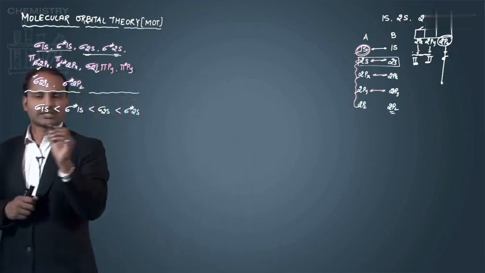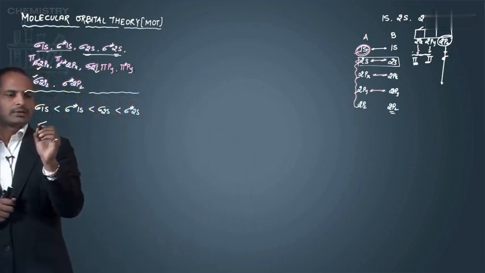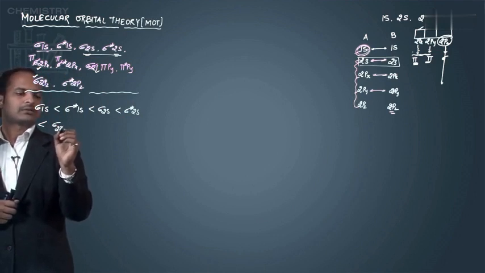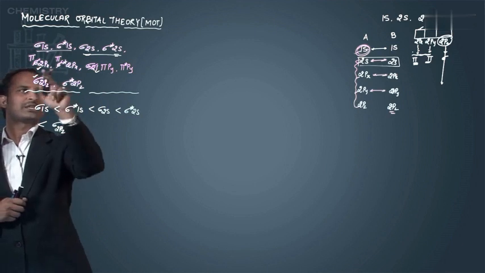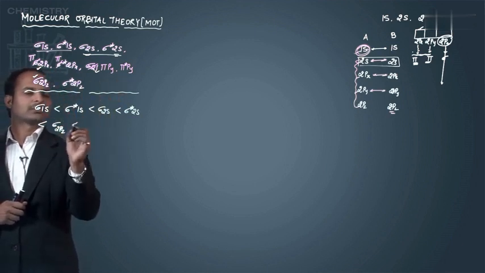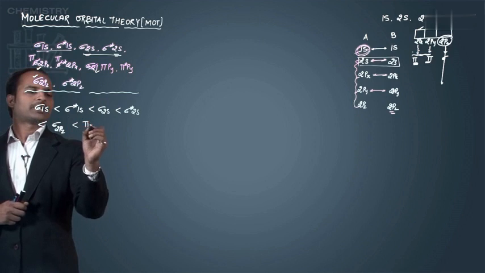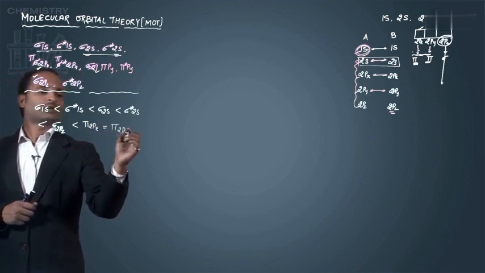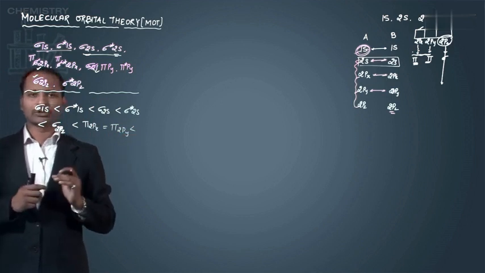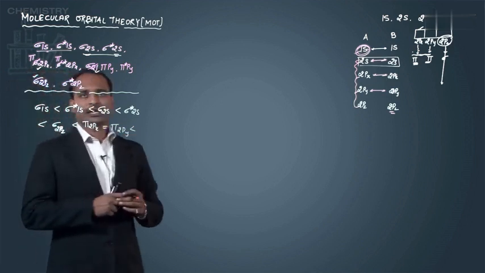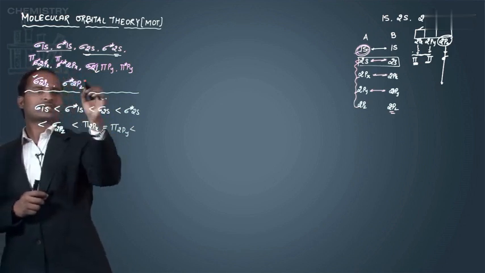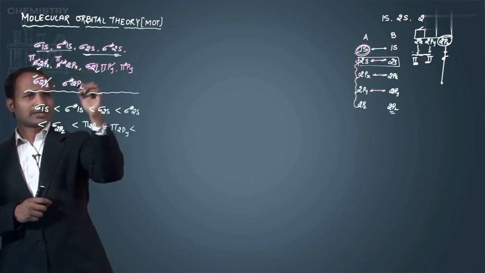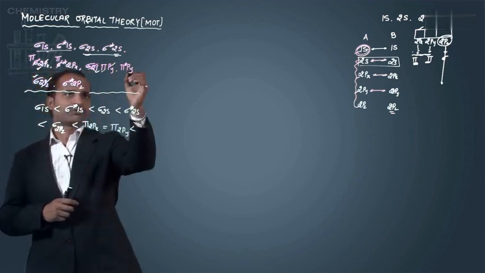So in this case, I can say it's greater than sigma 2pz. From these 6, the lowest energy is sigma 2pz, then pi 2px and pi 2py, and both will have the same energy, meaning both belong to the same level. Okay, now these 3 are over, that is pi 2px, sigma 2pz and pi 2py. Now only 3 are left: star 2px, star 2pz and star 2py.